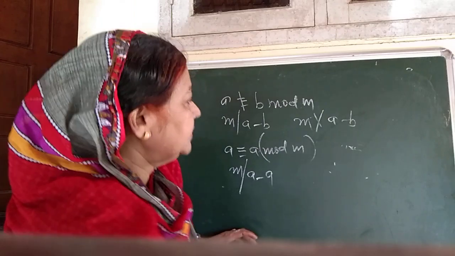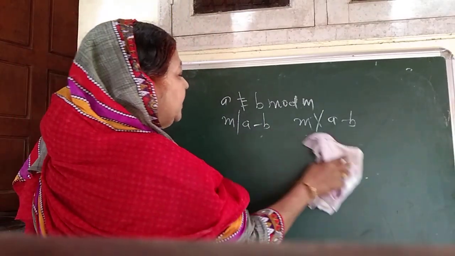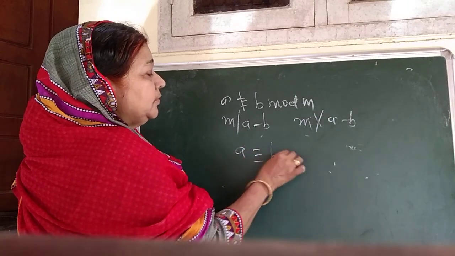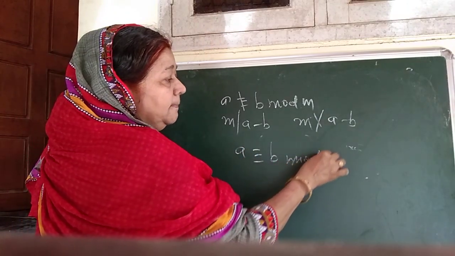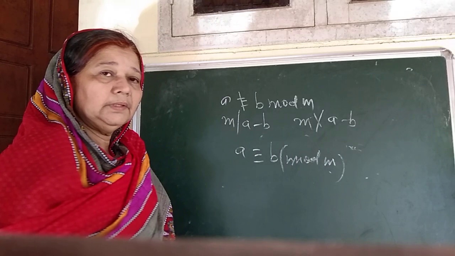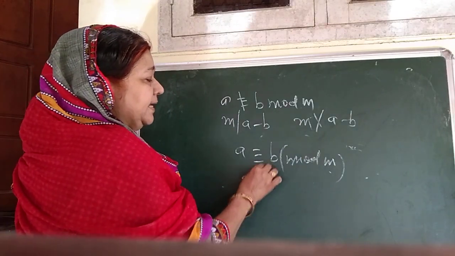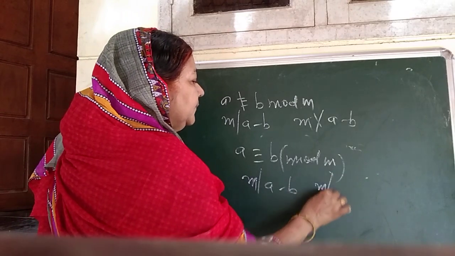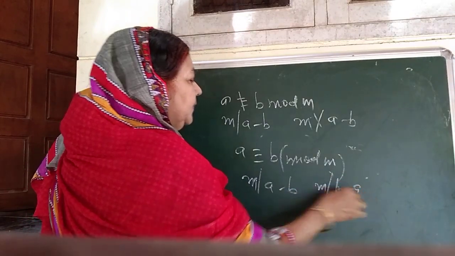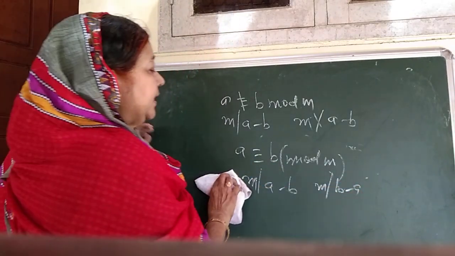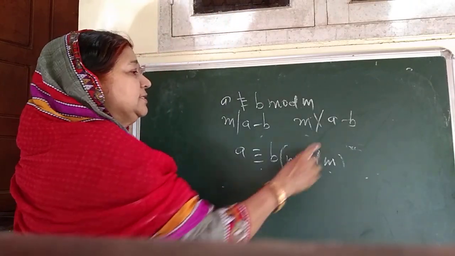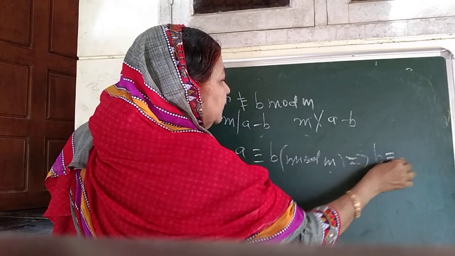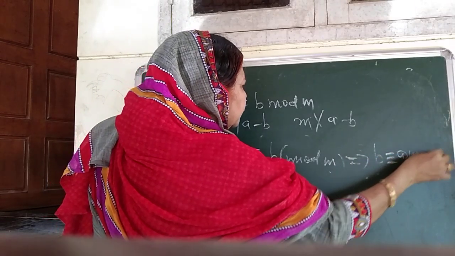Similarly, we can see that if a is related to b, then b is related to a. That is, if a is congruent to b mod m, then m divides a minus b. That is, m divides b minus a. That is, b is congruent to a mod m. So a congruent to b mod m implies b is congruent to a mod m.